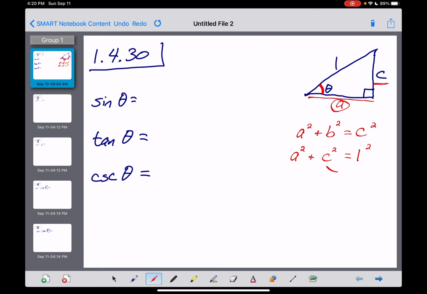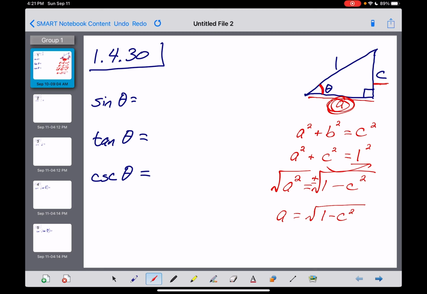So the first thing I'm going to do is bring this c squared to the other side and get a squared is equal to 1 squared is 1, and then minus c squared at the end of that. And to get a by itself, we'll take the square root of both sides of this equation, and we'll get a equals. Now remember, algebraically, there would be a plus or minus that we would have to write here in front of that square root. But this is a geometry problem, guys. There's no way that the length of this leg here can be negative, so we're good with just the positive square root of 1 minus c squared.